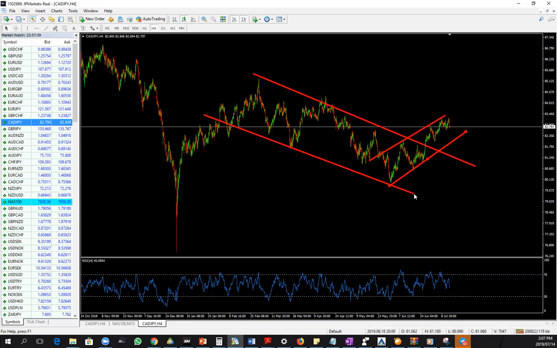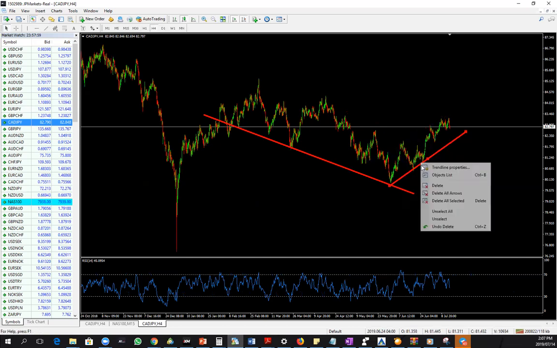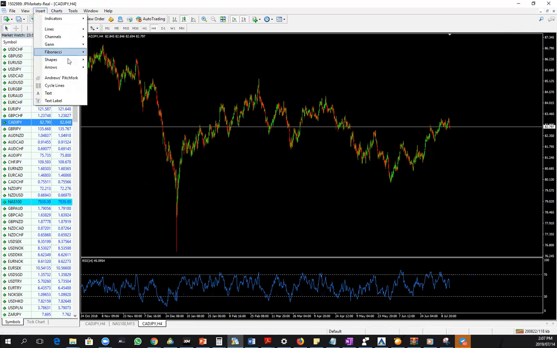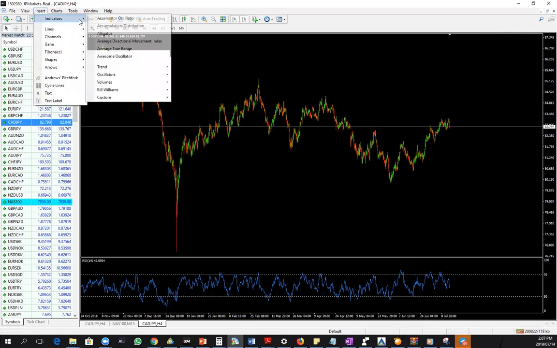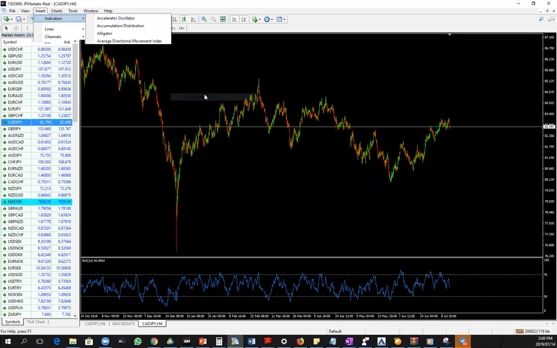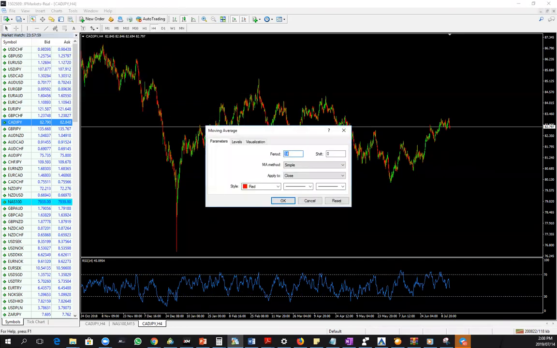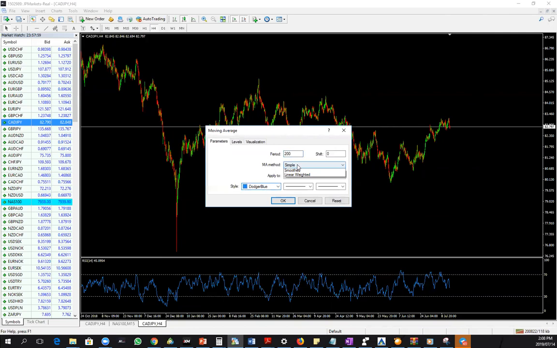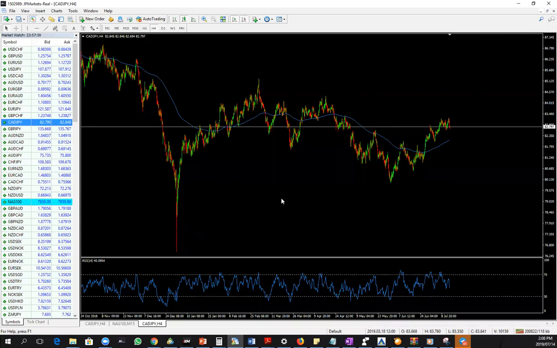Now I'm gonna show you which moving averages to use. Number one moving average we're gonna be using: insert indicator, trend, moving average 200. The 200 should always be blue, it's easy. There's a reason why I say always use these colors, I'll tell you later. Try the 200 moving average, method exponential, and make it always blue. Number one, that's the moving average.